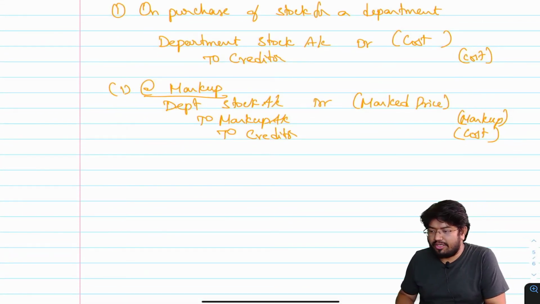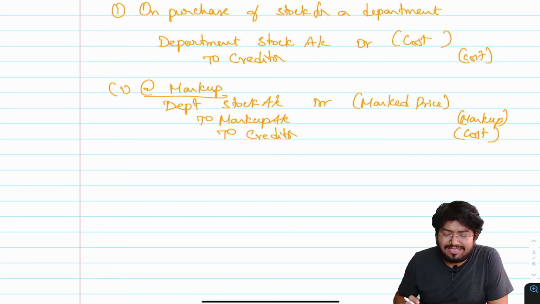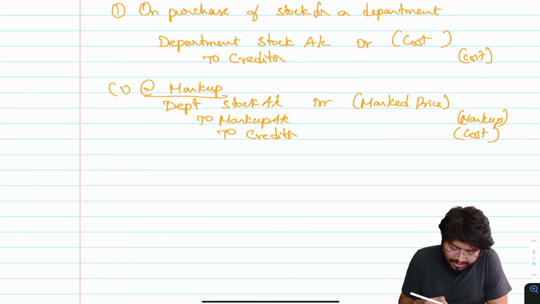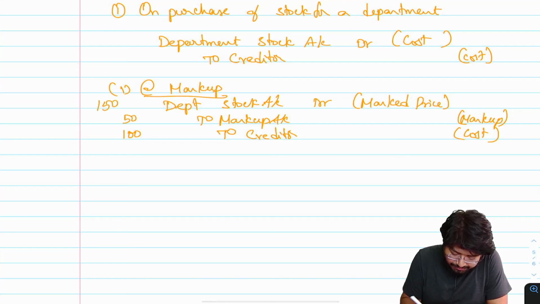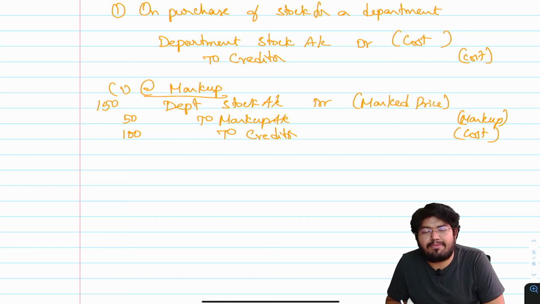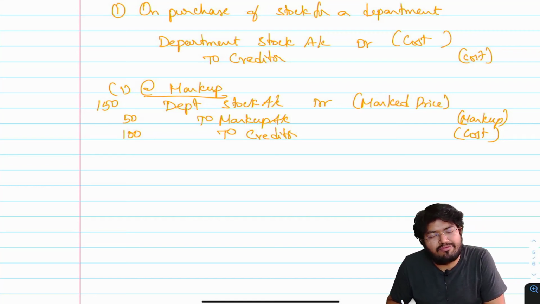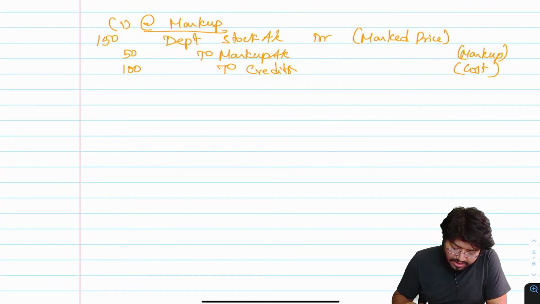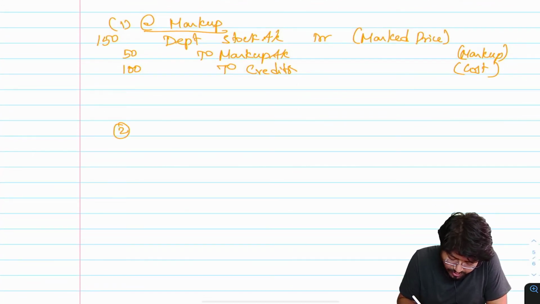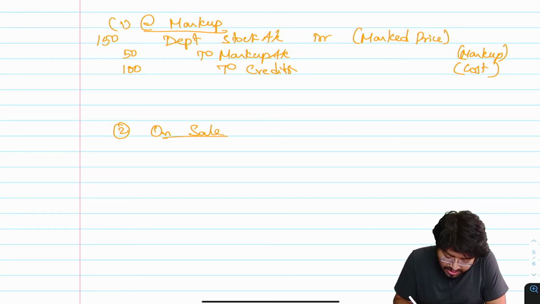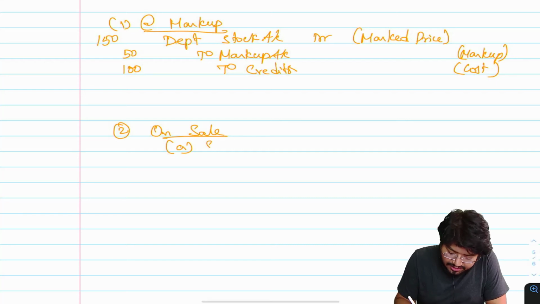Yes, sir. Okay. Now, once this is done, let's take an example. I have purchased an item for 100 rupees and sent it to my department stock for 150, and 50 is my markup. So the department knows that it has to sell it only for 150. It does not know anything else. Next, number 2, on sale. On sale, the first possibility is sell at marked price.